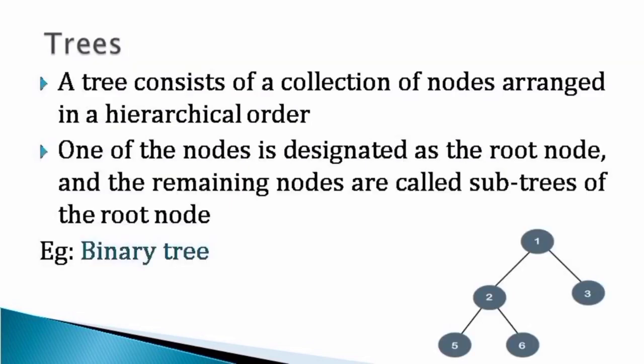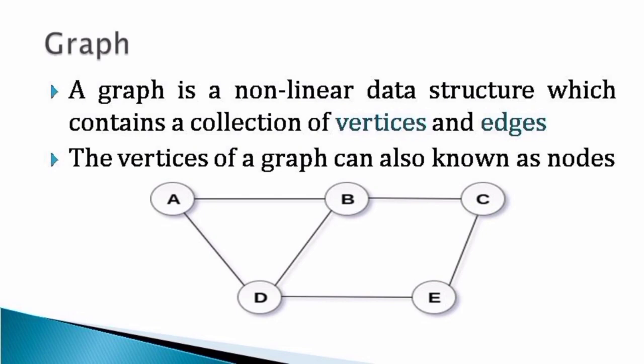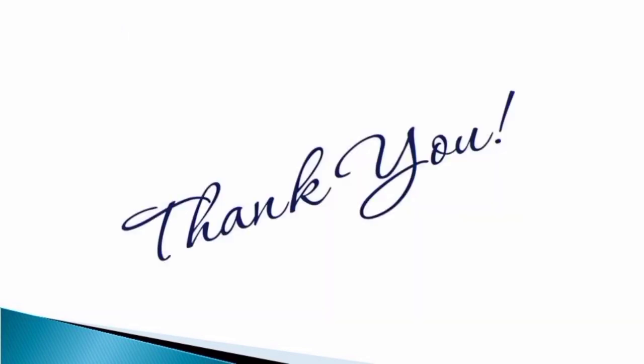A tree contains a collection of nodes that follows a hierarchical order. One of the nodes is designated as a root and the remaining are partitioned into disjoint sets where each set is a subtree of the root. This is an image of a binary tree that contains a root node and is partitioned into less than or equal to 2 subtrees. And next, a graph contains a collection of vertices and edges that does not follow any sequential order while storing. The vertices of a graph are also known as nodes. This is how data structure can be classified.